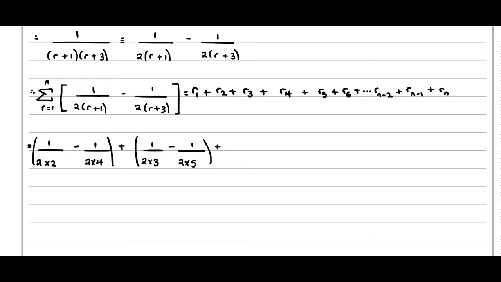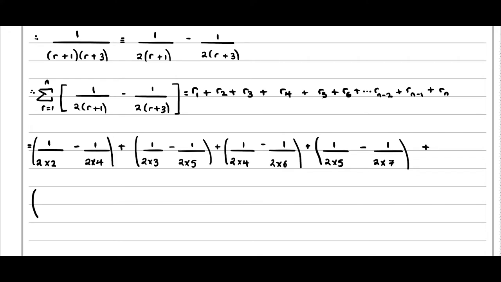Our next term, r equals 3. We have 1 over 2 times 4 minus 1 over 2 times 6. Okay? For the next one, r equals 4, we have 1 over 2 lots of 5 minus 1 over 2 times 7. For our next term, when r is equal to 5, we have 1 over 2 times 6 minus 1 over 2 times 8. Our sixth term, we have 1 over 2 times 7 minus 1 over 2 times 9.